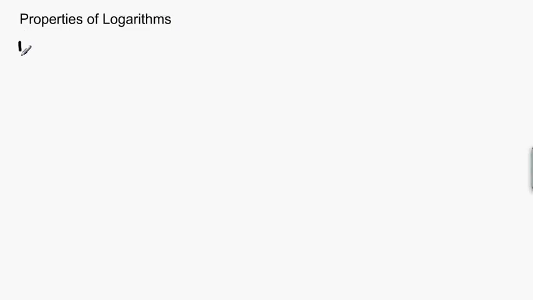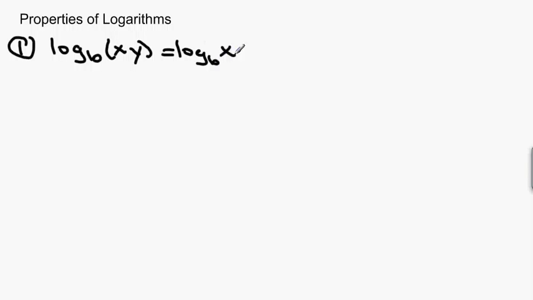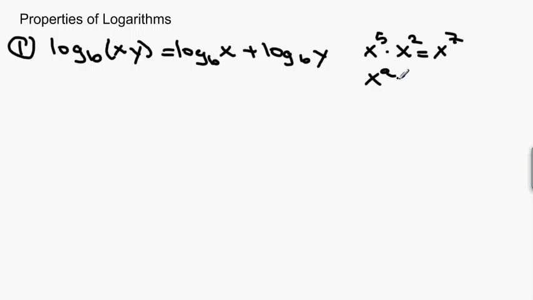So our first property of logarithms is log base b of xy equals log base b of x plus log base b of y. Now this is similar to the concept where if we had x to the fifth times x to the second, we would just add the exponents to get x to the seventh. The general rule was x to the a times x to the b equals x to the a plus b. So this simply follows the properties of exponents like we did before.